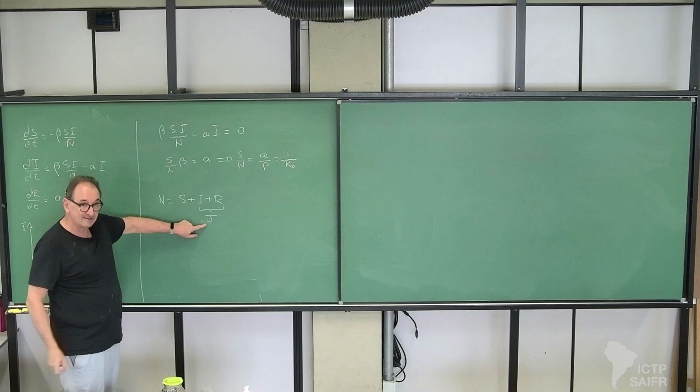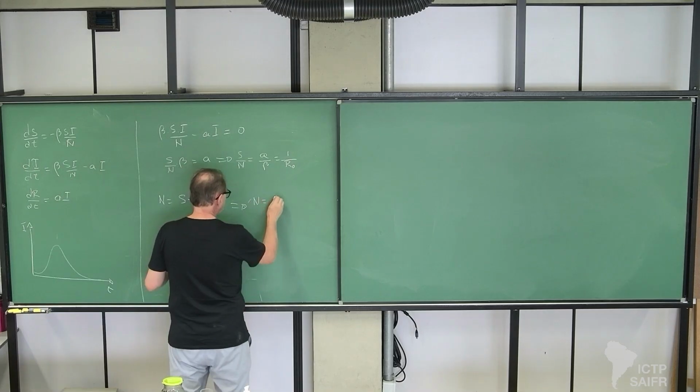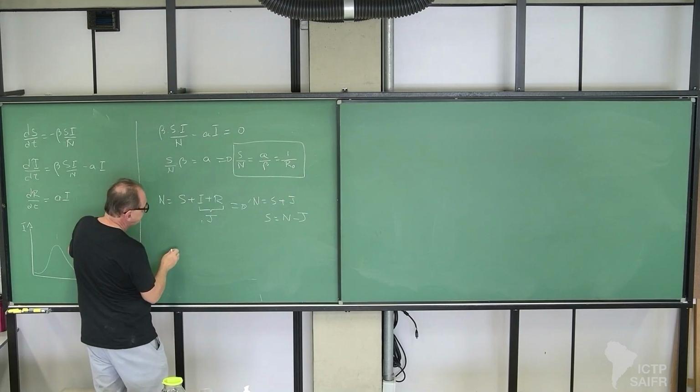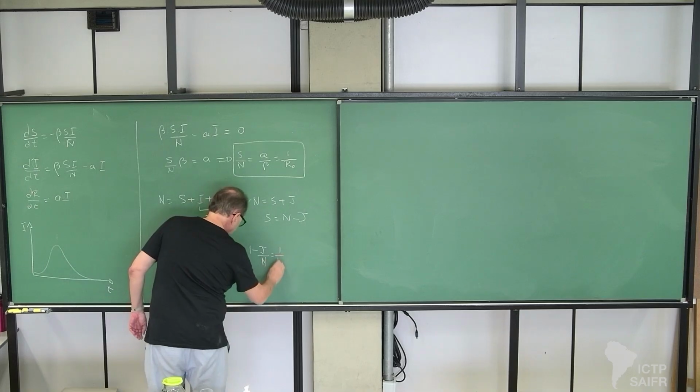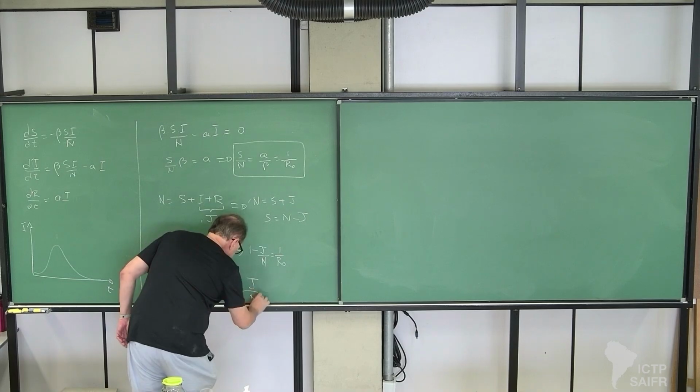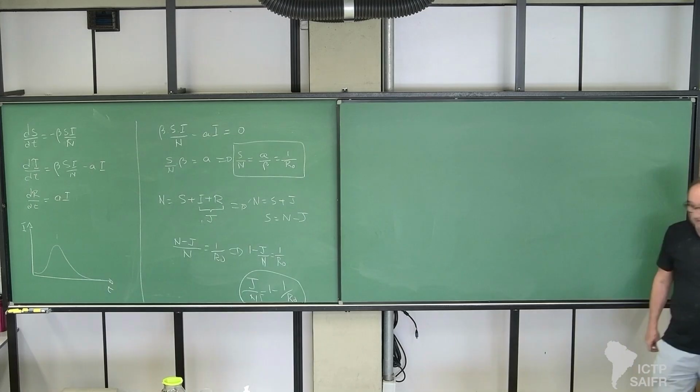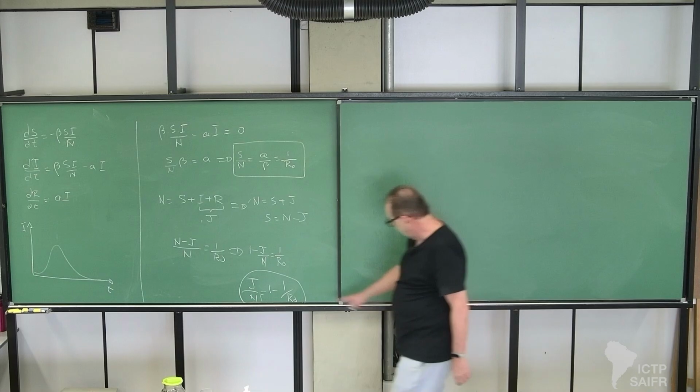So then, therefore, N is equal to S plus J, and therefore S is equal to N minus J, and I can use this here, and then I will get N minus J divided by N is equal to 1 over R0, which implies that 1 minus J over N is equal to 1 over R0, which is J over N is equal to 1 minus 1 over R0. The total number of people that have been infected is equal to 1 minus 1 over R0 at the time of the peak.